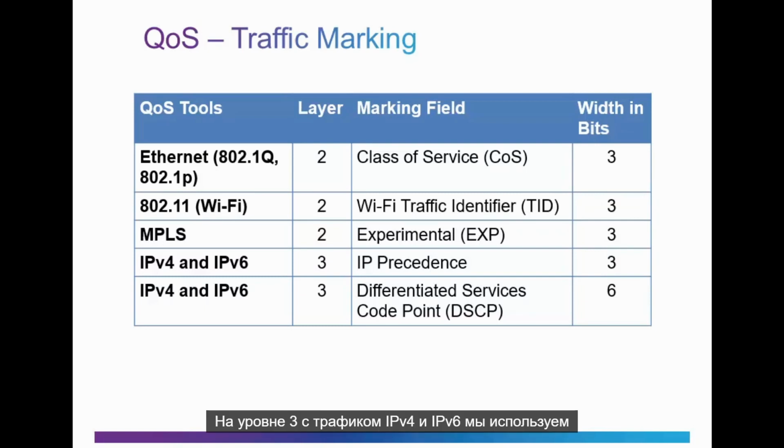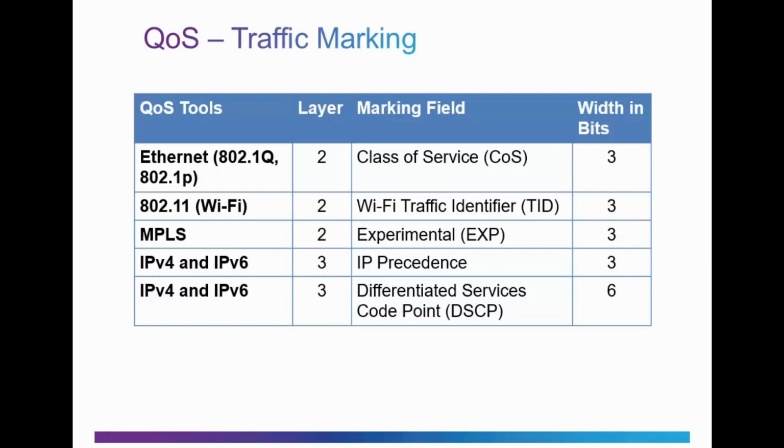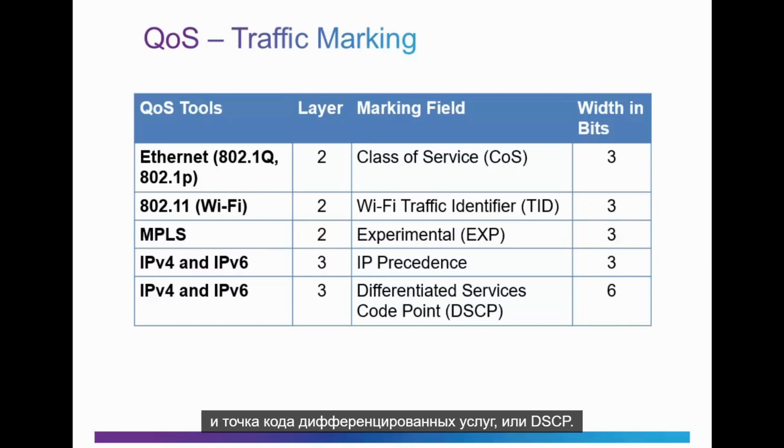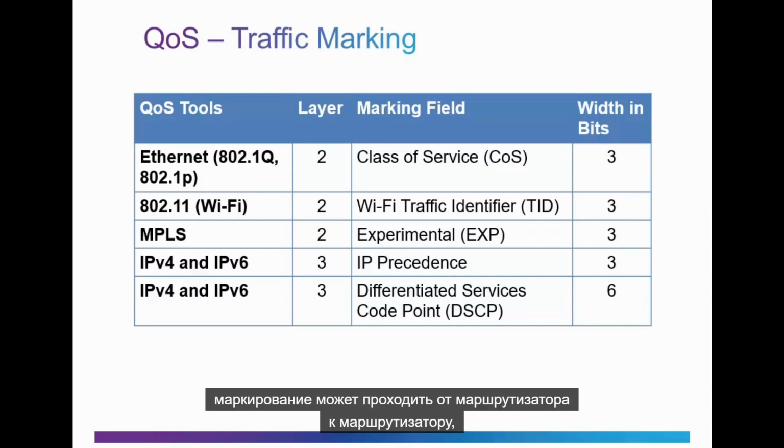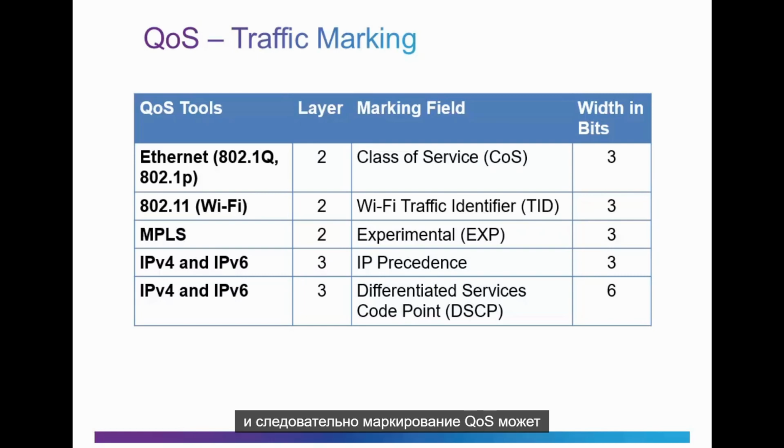At Layer 3, with IPv4 and IPv6, we use the TOS and traffic class fields using IP precedence, or IPP, and DSCP, the Differentiated Services Code Point. With Layer 3 traffic marking, the marking can go from router to router, and therefore the QoS marking can be carried end-to-end across the network.